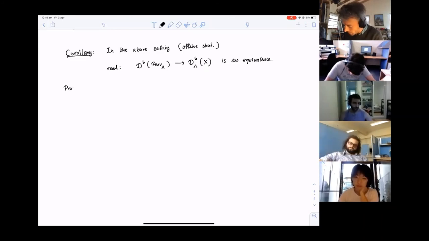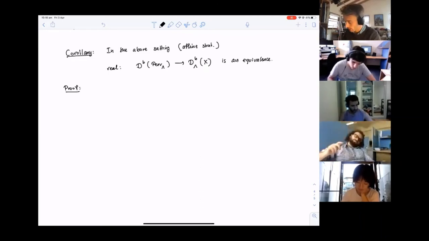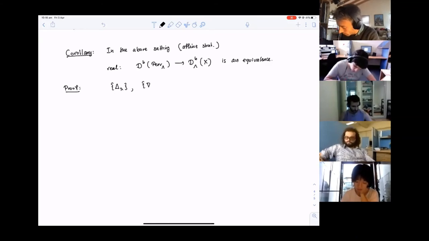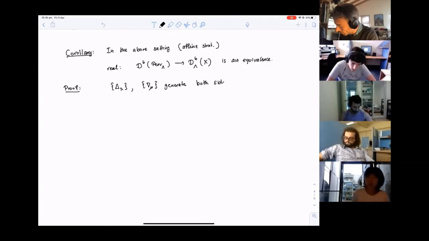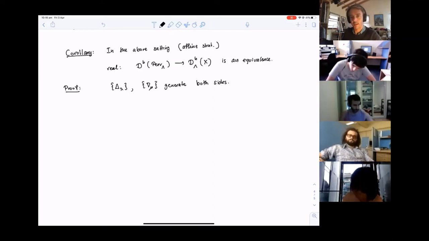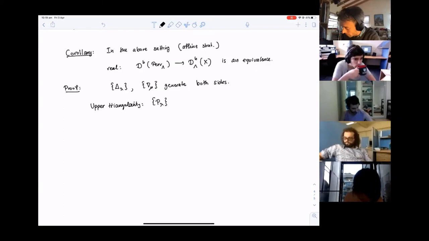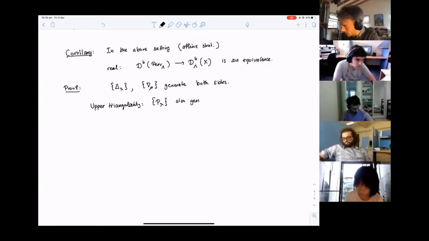So proof. It's easy to see that the set of standard modules and the set of co-standard modules generate both sides. And now we have the fact that projective modules are kind of upper triangular in the basis of standards. So upper triangularity says that the projective objects also generate.